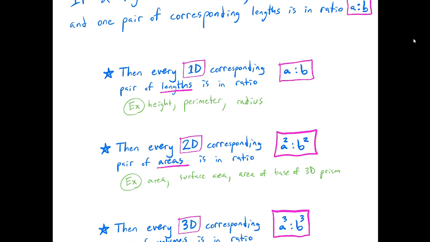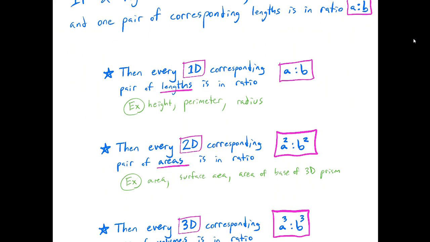Every two-dimensional measurement, aka an area, is A squared to B squared. And that would be like area. That's also surface area. So surface area is on a 3D shape, but it's still a 2D measurement, right? You're saying what 2D amount of area will cover this 3D shape. And that can be bent and warped into a third dimension, but it's still a two-dimensional quantity. You're still calculating it by saying one length times a perpendicular length, so it's got two copies of the scale factor.